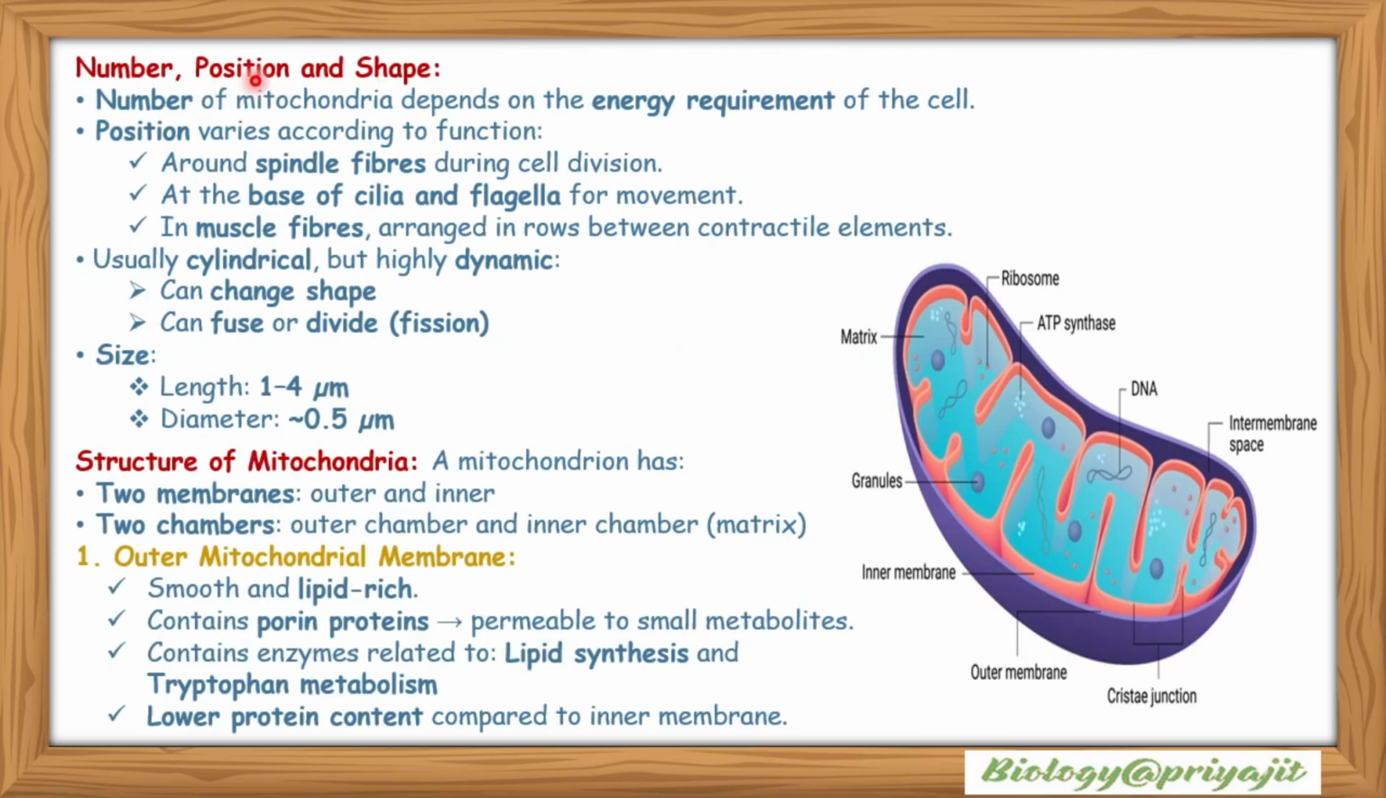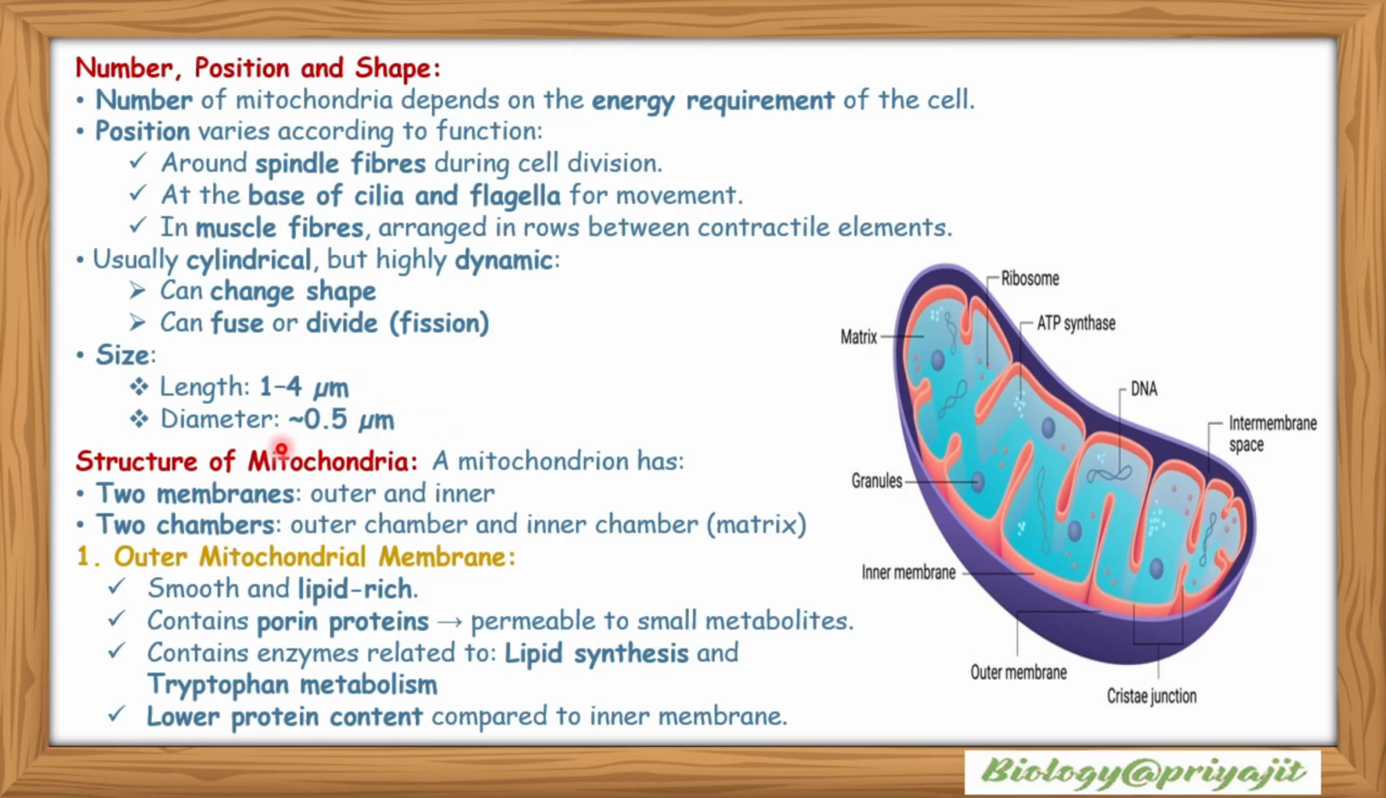Number, position, and shape of mitochondria. The number of mitochondria fundamentally depends on the energy requirement of the cell. Their position varies according to function: around spindle fibers during cell division, and at the base of cilia and flagella for movement. In muscle fibers, mitochondria are arranged in rows between contractile elements. Usually mitochondria are cylindrical, but they are highly dynamic. They can change their shape, and they can fuse or divide by means of fission. Size: the length of mitochondria is 1 to 4 microns and the diameter is approximately 0.5 micron.